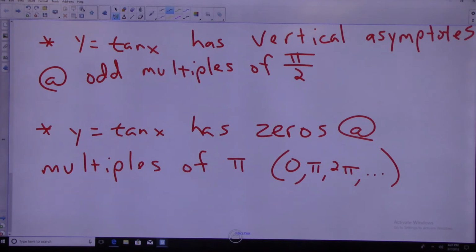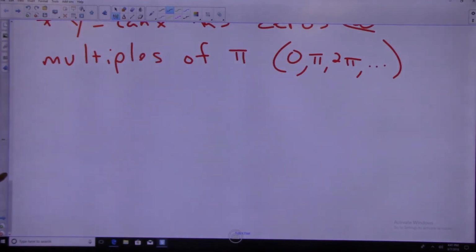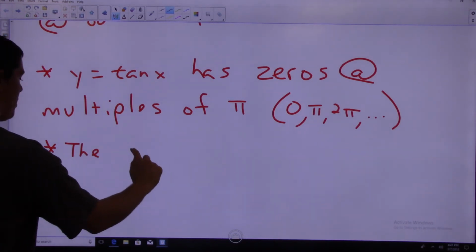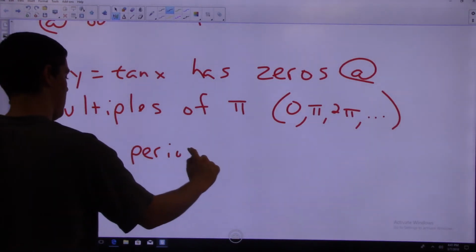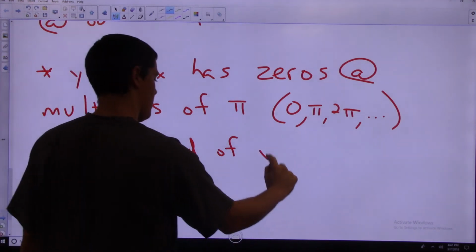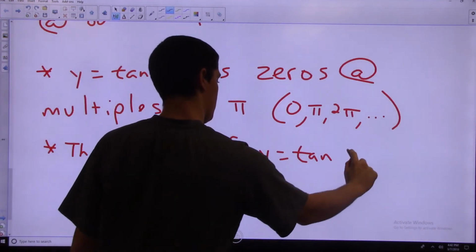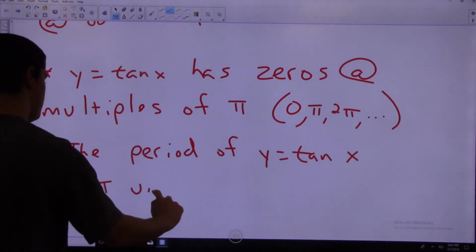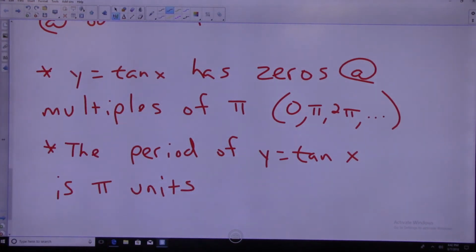Okay. And then the last thing that I want to mention, the period. Remember, the period is how long it takes to repeat. It is pi units. So it only takes pi units for tangent to repeat. Remember, with sine and cosine, it takes 2 pi units for it to repeat. All right, so that's a good rough sketch of the tangent function.